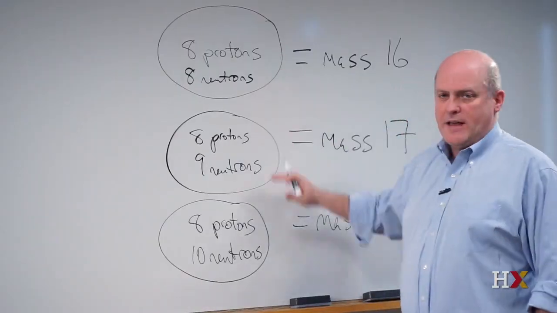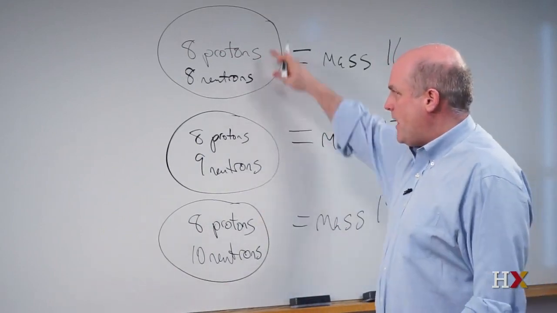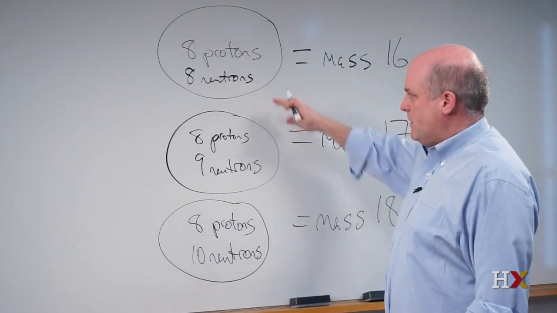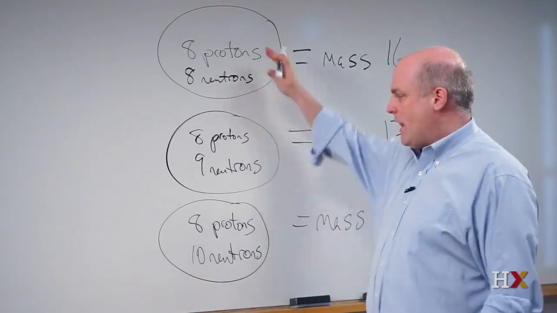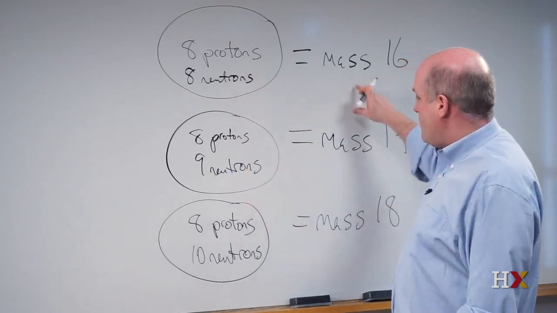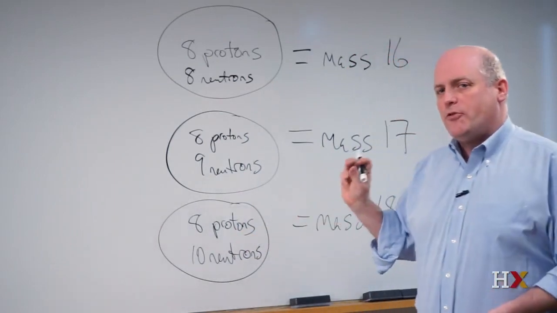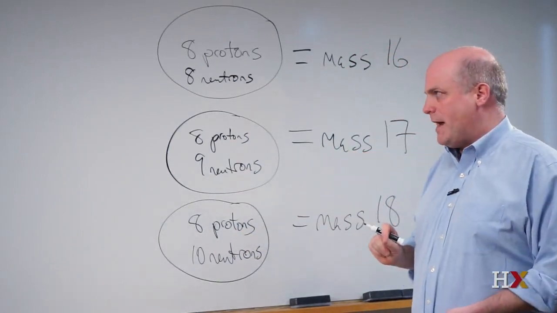Now, all of these atoms are oxygen atoms because it's the protons that define what element this is. They all behave chemically the same. They all have 8 electrons. The only difference is the number of neutrons and therefore their mass. And so chemically they behave very similarly, except for some very subtle differences that depend on mass.